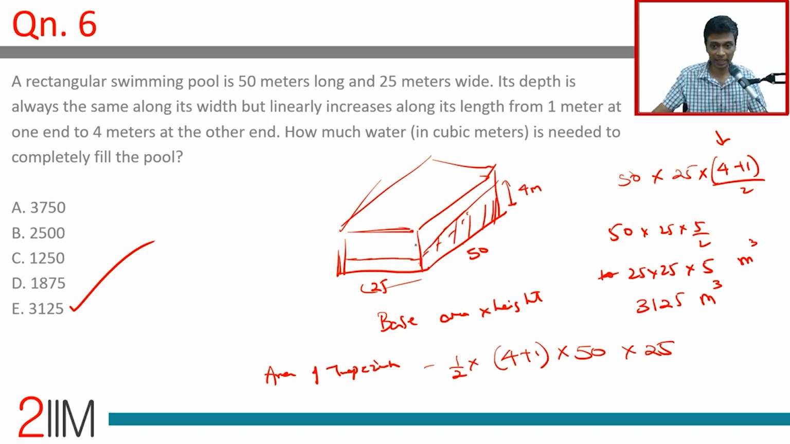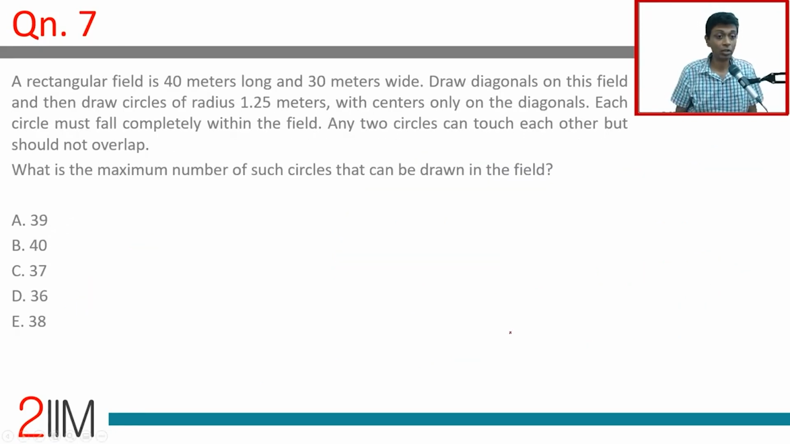So if you imagine the height of 2.5, whatever volume is lost here would have been gained here. That's the way of thinking about it. This is a simpler, quick and dirty way. This is slightly more elaborate, same approach. Answer is 3125. A rectangular field is 40 meters long and 30 meters wide.